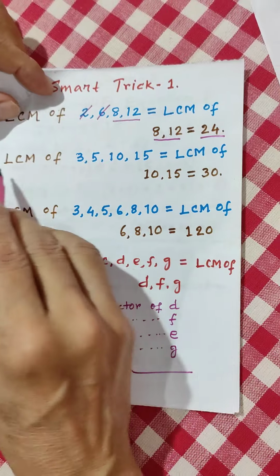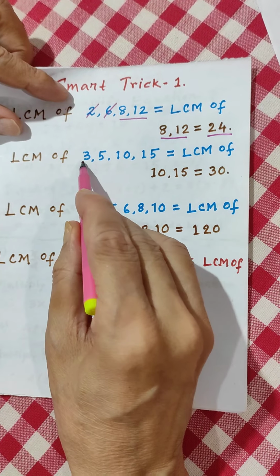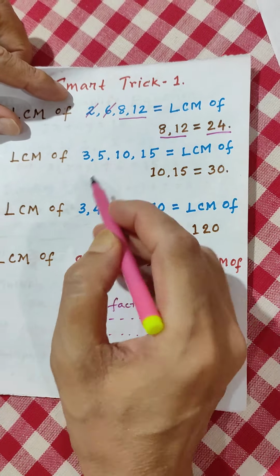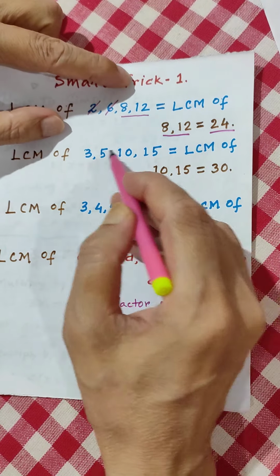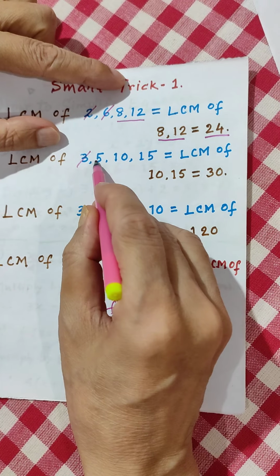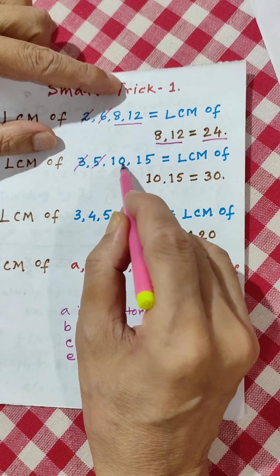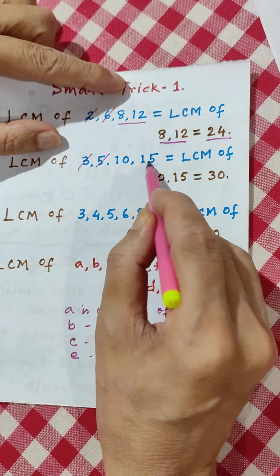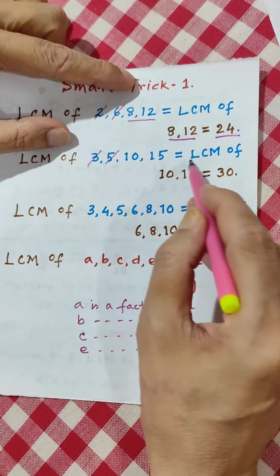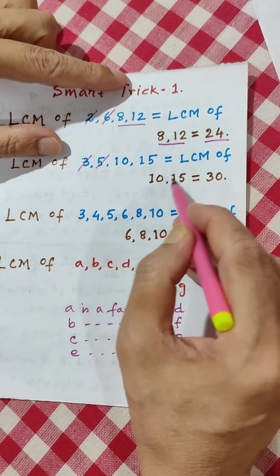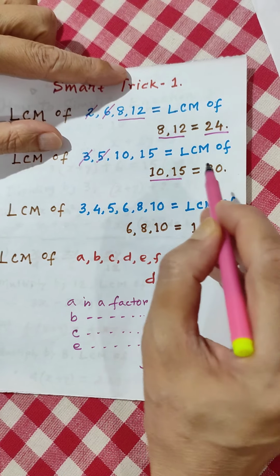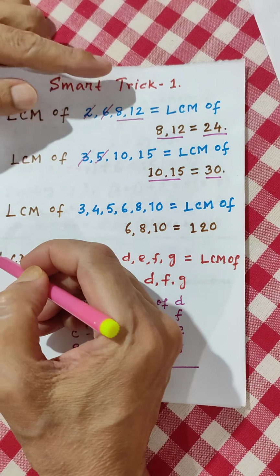Okay. See the next example. LCM of 3, 5, 10 and 15. Now 3 is a factor of 15, so cancel 3. 5 is a factor of 10 or 15, cancel 5. Now 10 is not a factor of 15, so 10 remains, 15 remains. Now it comes down to what? LCM of 10 and 15, which you can find out as 30.